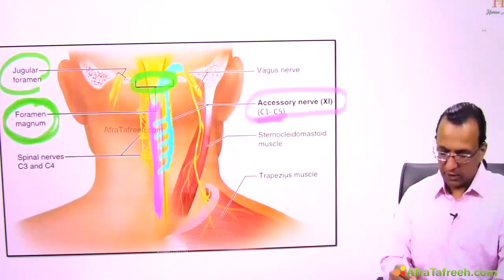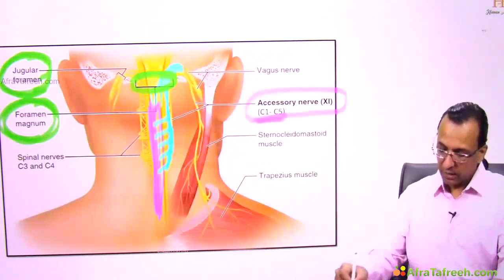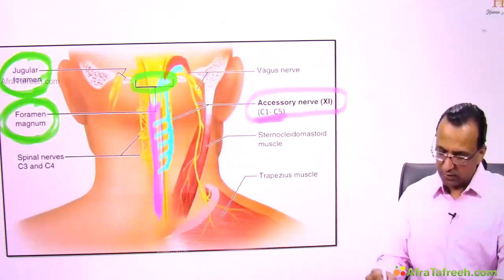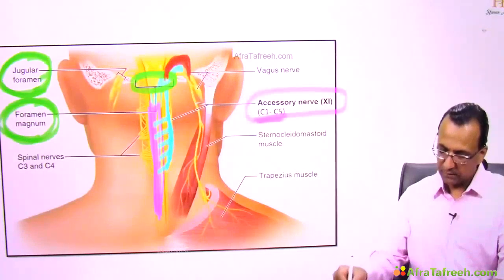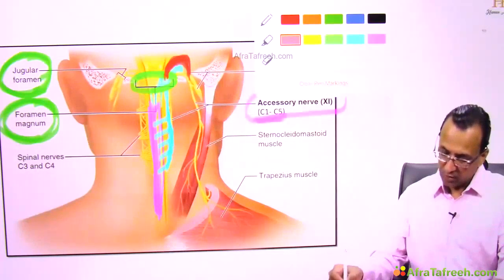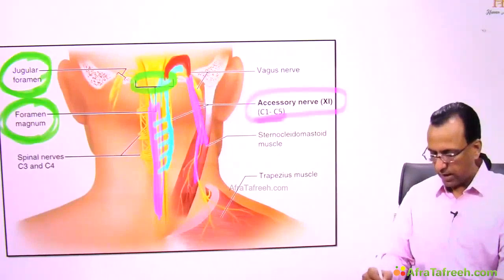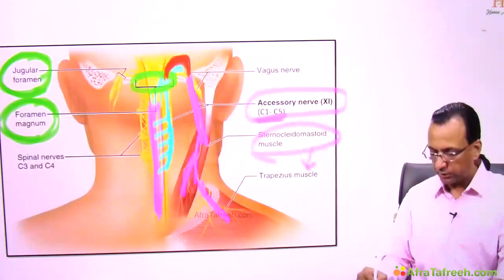How will it exit? Jugular foramen. It will actually take a U-turn now. This is the U-turn of the nerve. And then it will be exiting, going to supply the sternomastoid and also the trapezius. After supplying sternomastoid, it will supply the trapezius.